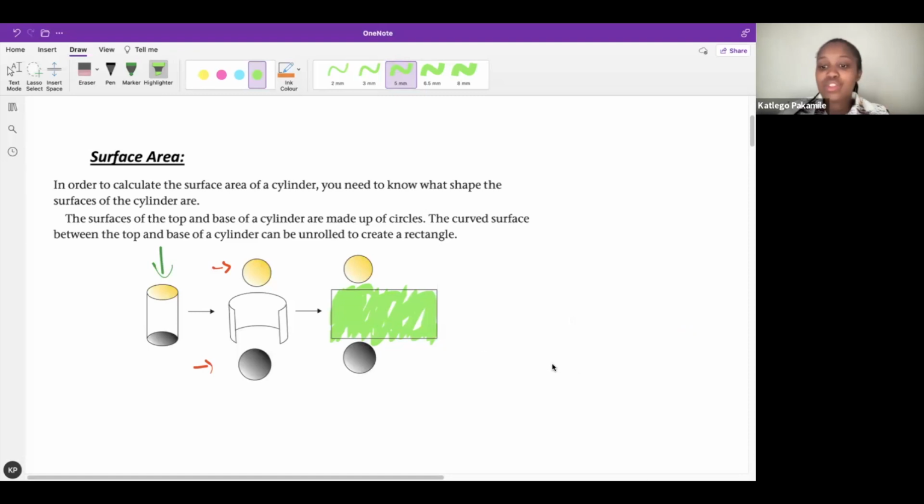If we want to work out the surface area, remember the surface area means the area of all the surfaces of the shape. We're going to need the areas of the two circles and the area of the rectangle. But we need to know the length and the breadth of this rectangle. I'll start with the length, which is the longest side. Do we agree that the length has to go all the way around my circle?